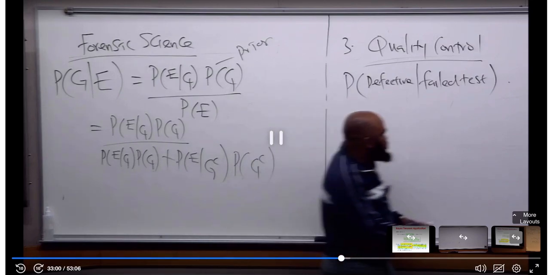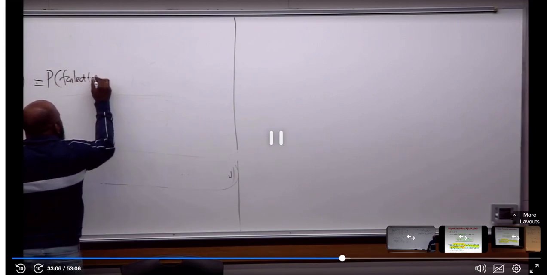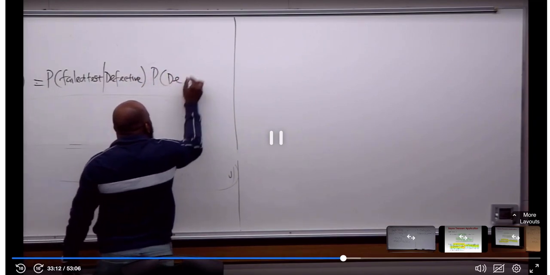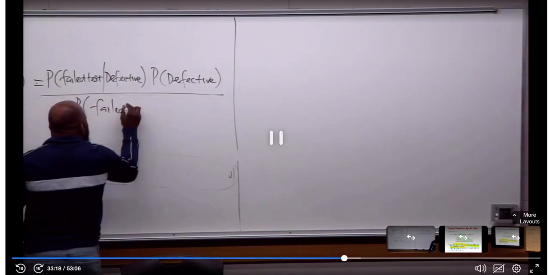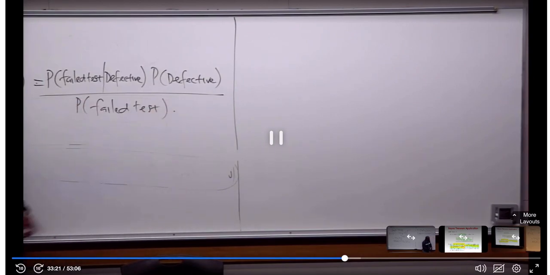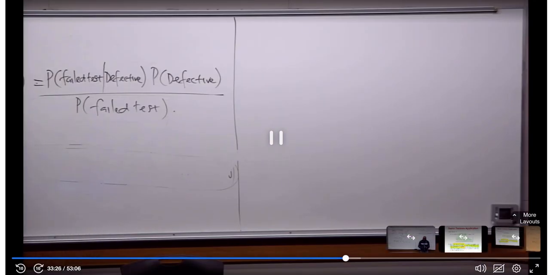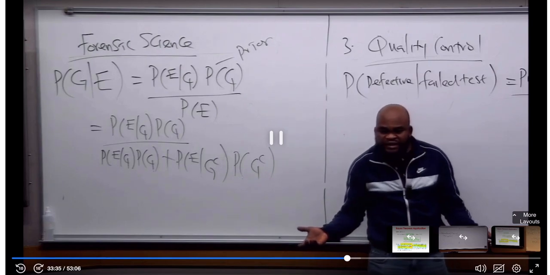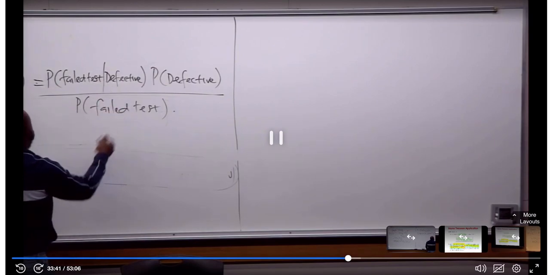This is going to be equal to the probability of failed test given defective, multiplied by the probability of defective, divided by the probability of failed test. The probability of failed test is a total probability. Why is it a total probability? Because we've got two conditions. A product could fail a test and be defective, or a product could fail a test and maybe not be defective. Does that make sense? So if we continue like what I've been writing, you're going to see.